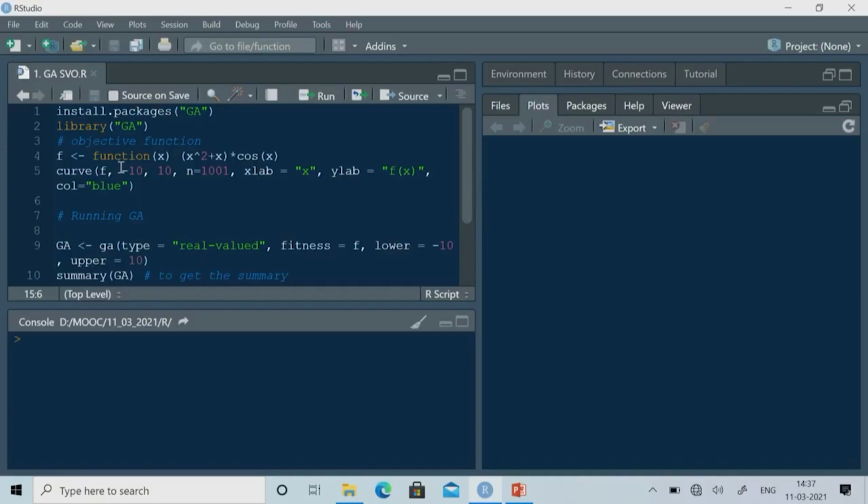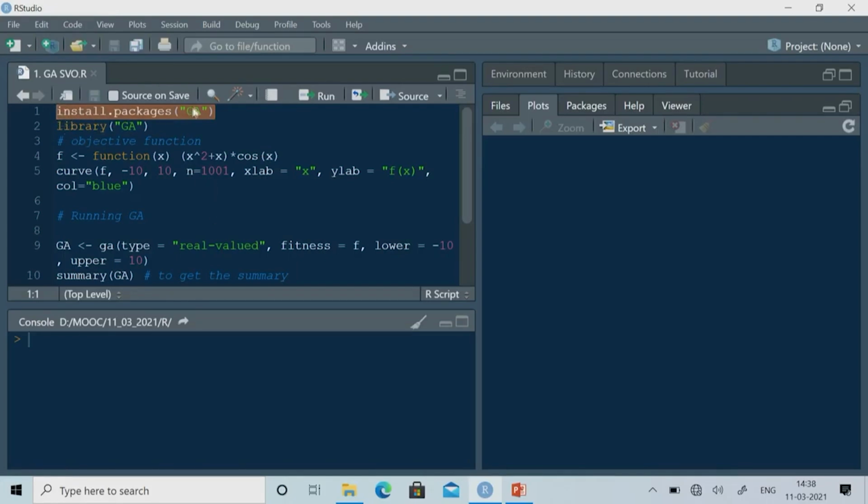I have given the code here. There are only 14 or 15 lines of code. I will explain all these lines one by one. The first line is that I have to install the GA package. The name of the package is GA, so you have to install this package.